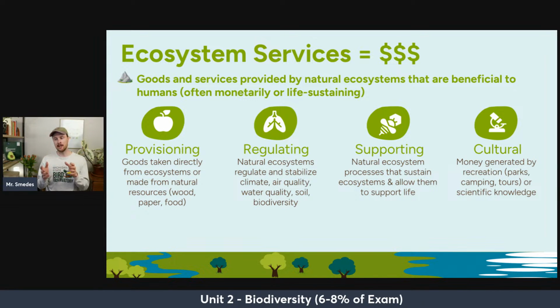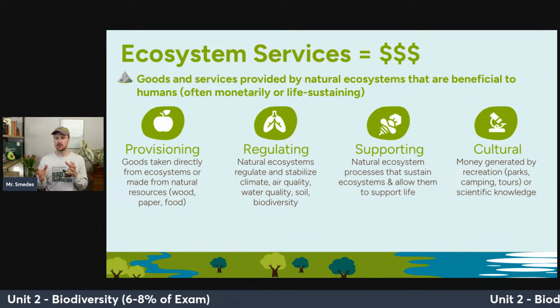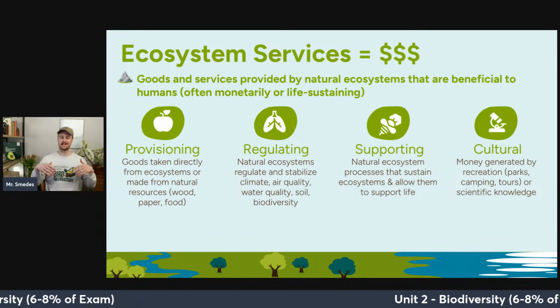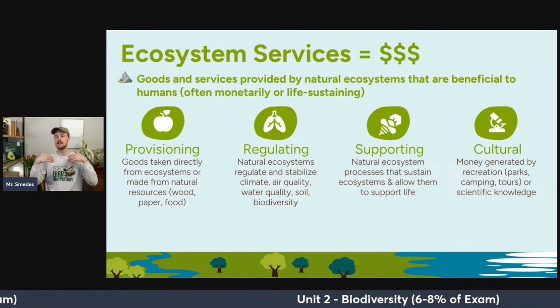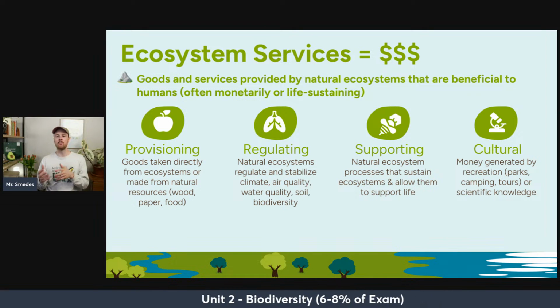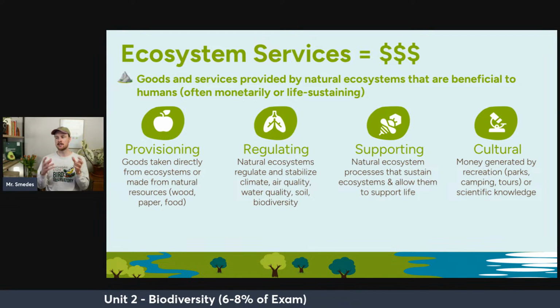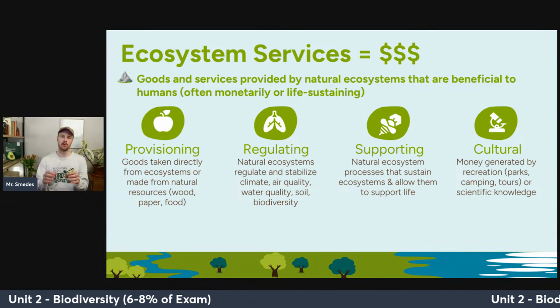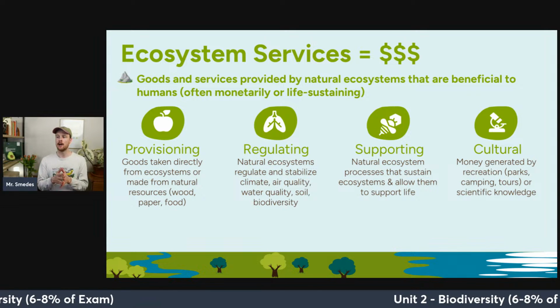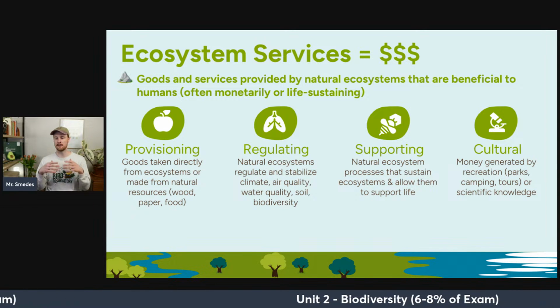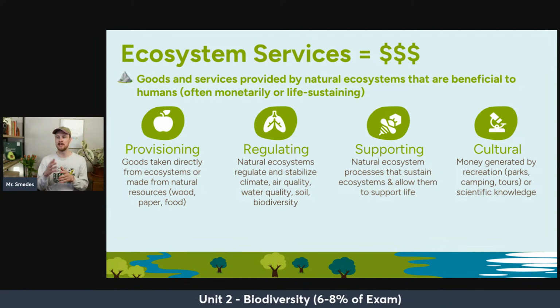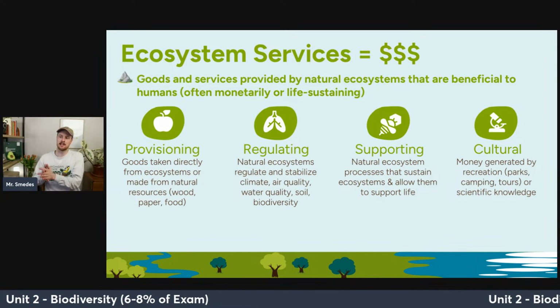You've got the regulating and supporting, which students always mix up. I wouldn't worry that much about trying to keep them straight, but regulating, think of things as stabilizing the climate, stabilizing air quality so that we then benefit from that. And then supporting is more like the direct support of something we already do. They allow ecosystems to kind of support us in our activity. So bees pollinating, if they're pollinating an agricultural crop, can be an example of that.